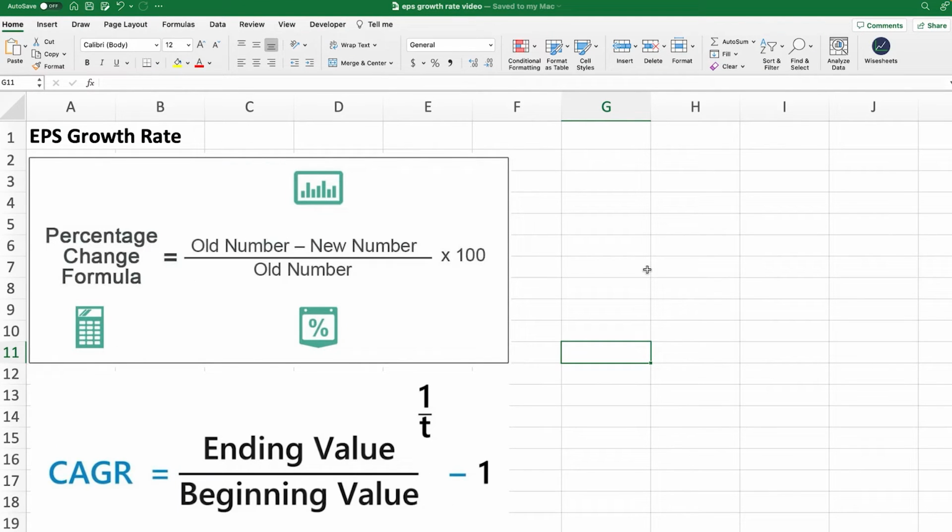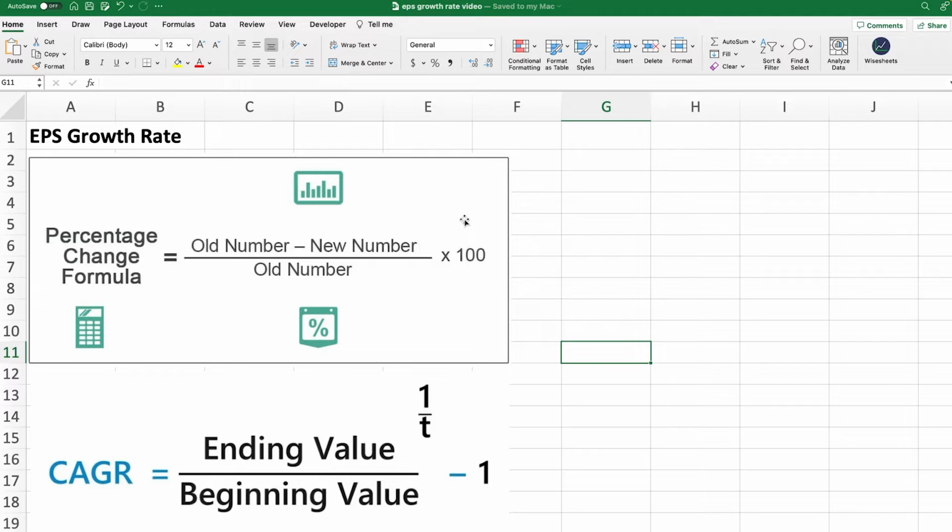Okay, so in order to be able to calculate the EPS growth rate, there are two formulas that you need to know. First, we have the percentage change formula. It's absolutely necessary that you memorize it and know how to use it, especially for financial calculations. This formula is very simple. You take the old number minus the new number divided by the old number, or you could also reverse it and take the new number minus the old number divided by the old number, and then you multiply by 100 to get that number as a percentage.